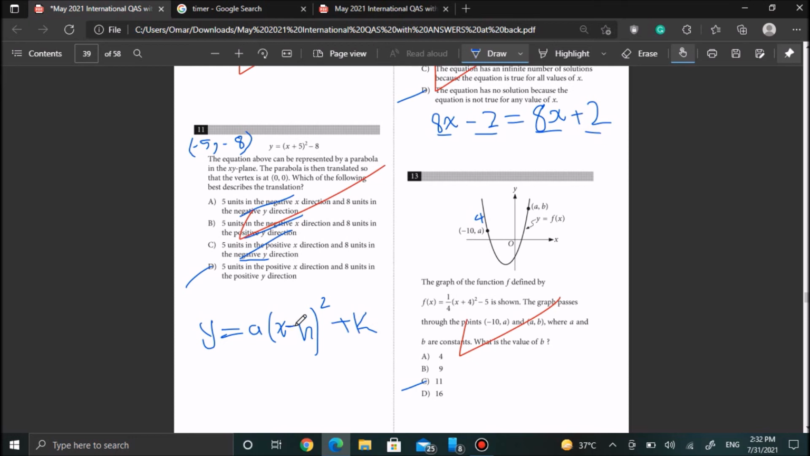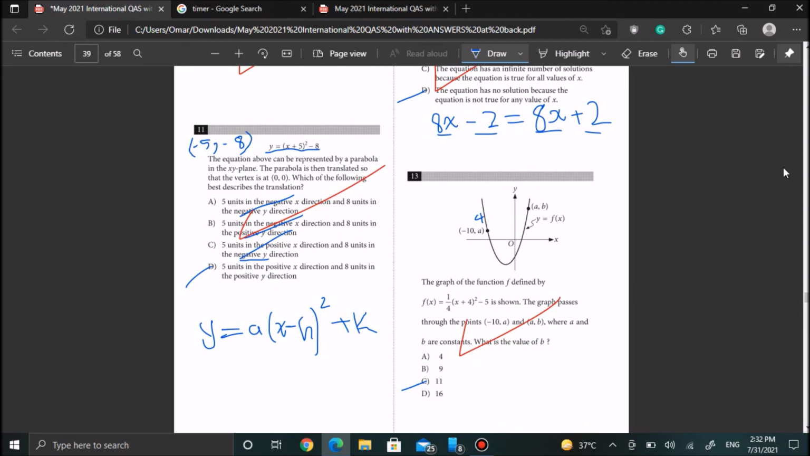Since there is a minus in the parentheses of the main equation, this means that whatever number you have here, you take its opposite sign as the x-coordinate of the vertex and the number outside as it is. So I determined that the vertex of this parabola is negative 5, negative 8. To translate that into 0, 0, you have to move 5 units in the positive x direction and 8 units in the positive y direction.